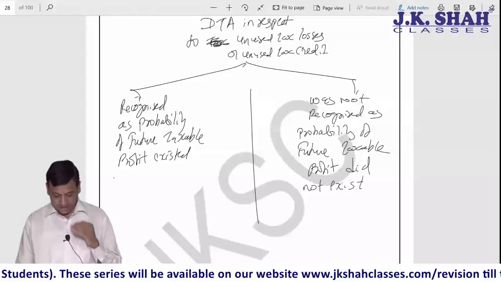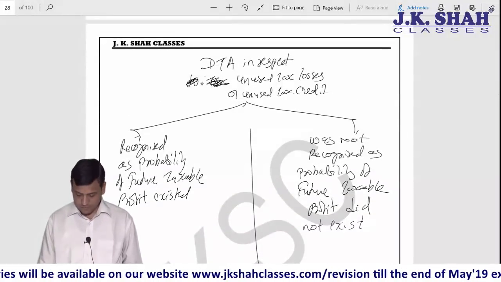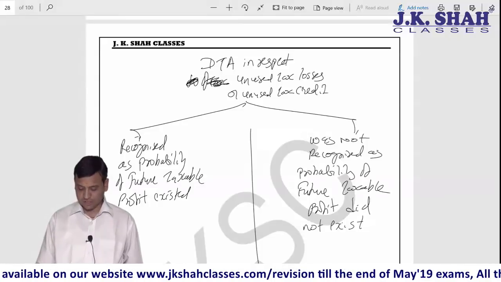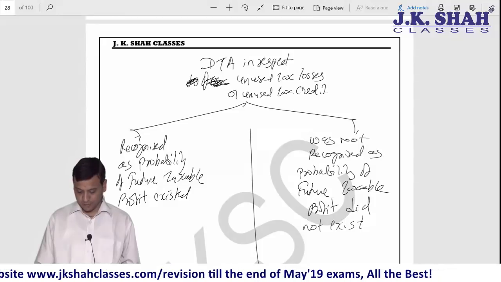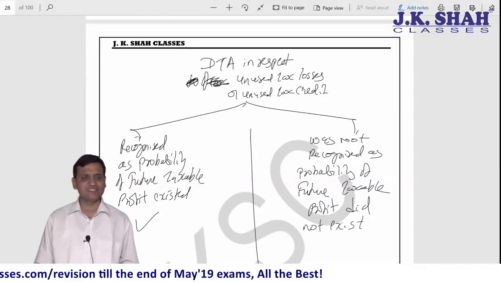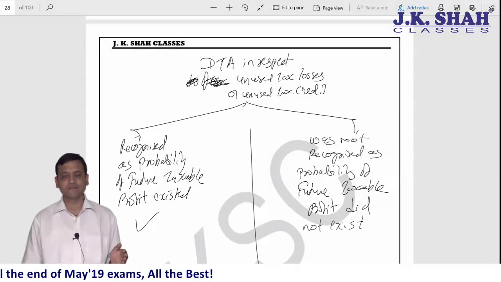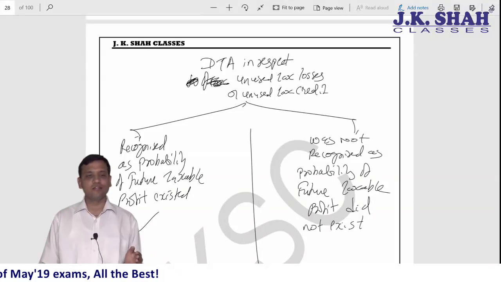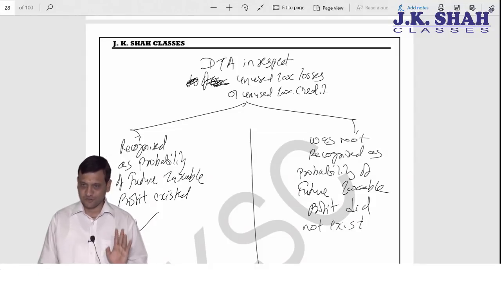DTA in respect of unused tax losses or unused tax credit. Recognized as probability of future taxable profit existed. बरोबर है? तो कोई प्रॉब्लम नहीं. हमने उस टाइम पे recognize किया था and still it is existing. So no need to reverse it off. But if I find out that probability of future taxable profit does not exist, then of course the DTA which has been created is to be reversed off.